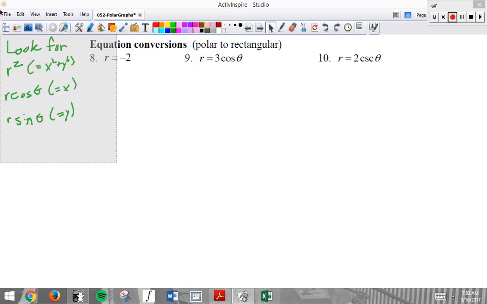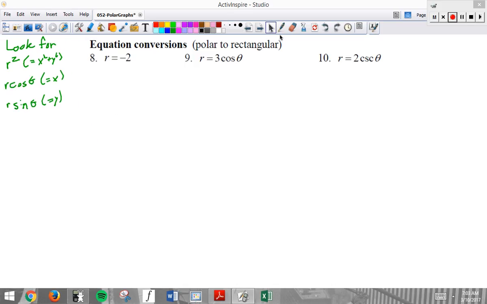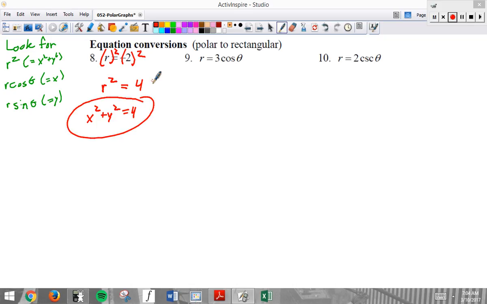So in this case, the first one, there really is no other option. You don't want to multiply both sides by r because you'll end up with r over here. I just want to square both sides. I'm just going to go straight through and square both sides. So I get r squared equals 4. x squared plus y squared equals 4. And you don't have to solve for y. That's the correct equation. This is a circle with radius 2. Done.